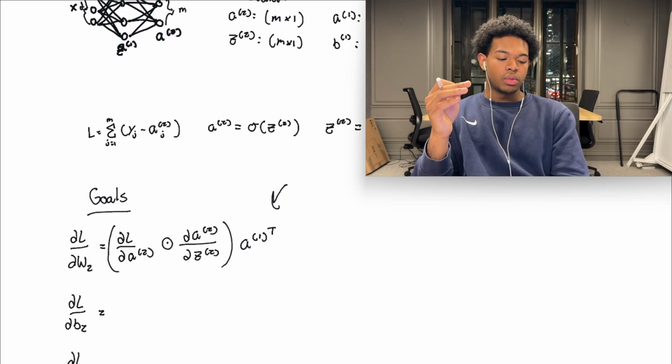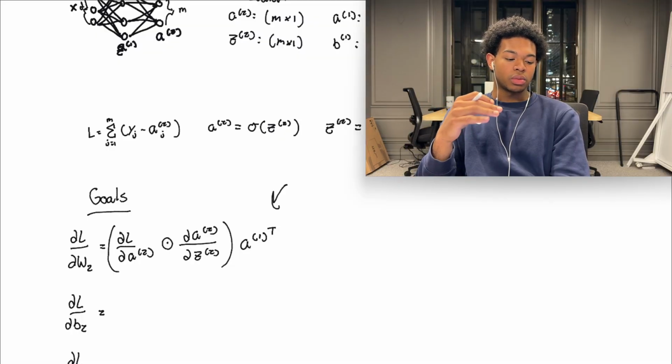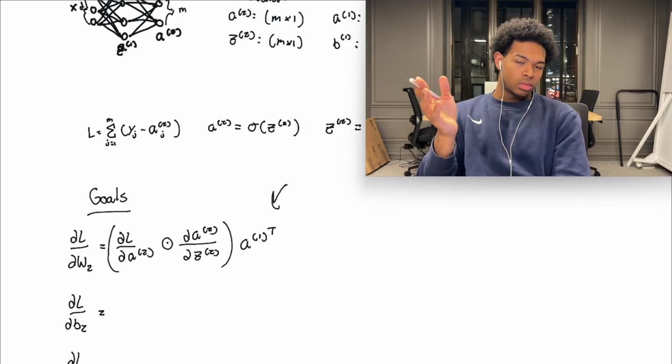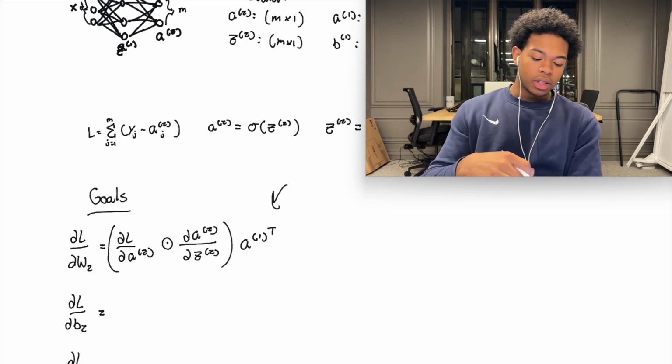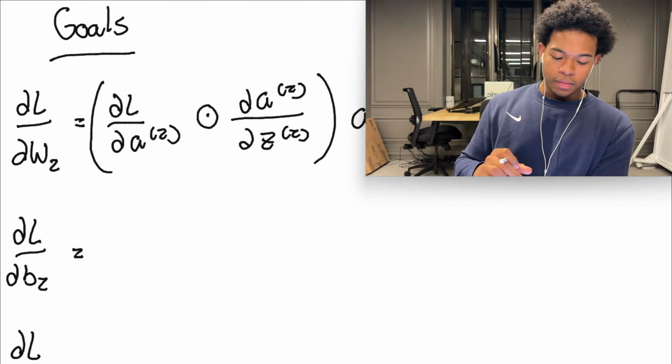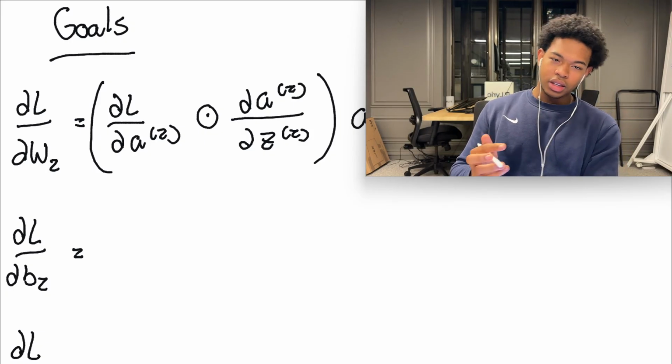That's the derivative with respect to W. But with respect to Z, I mean with respect to B, it's a scalar and that scalar is 1. So I would just copy this. And let's see, does that shape align? I think it does.